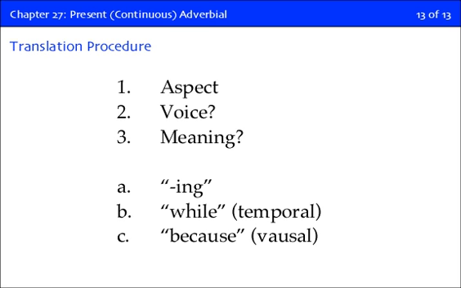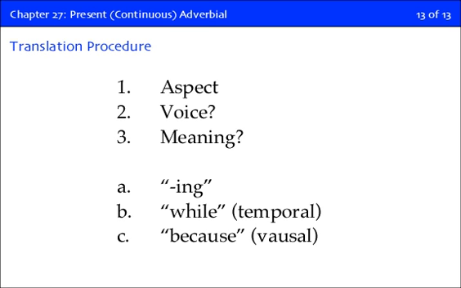Now what you're going to find is that with adverbial participles, sometimes you can turn them into temporal clauses, and you can add the word while. Sometimes they're indicating cause, and you can put the word because. He woke up ringing. He woke up because of the ringing.